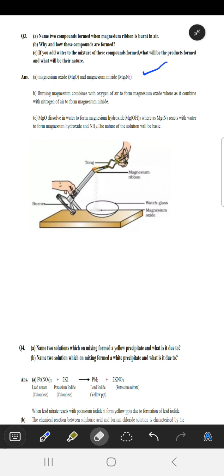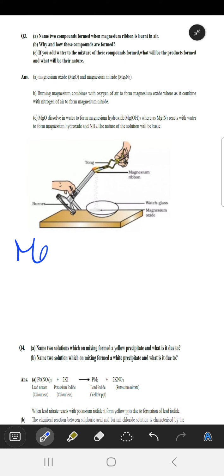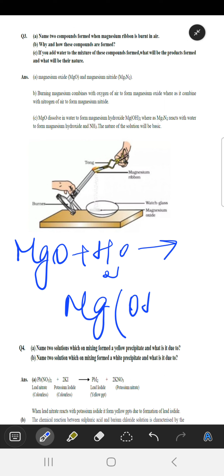In part C, you have to react these compounds with water. The two compounds which are formed are magnesium oxide and magnesium nitride. In the third part, C, we have to write the compounds which are formed when these two compounds react with water. Let us see. When magnesium oxide reacts with water, we get magnesium hydroxide.